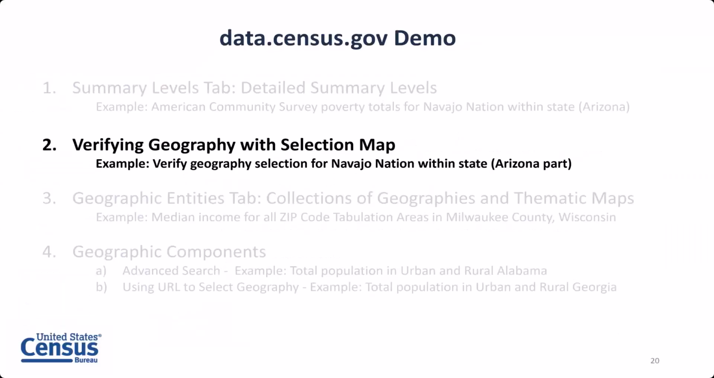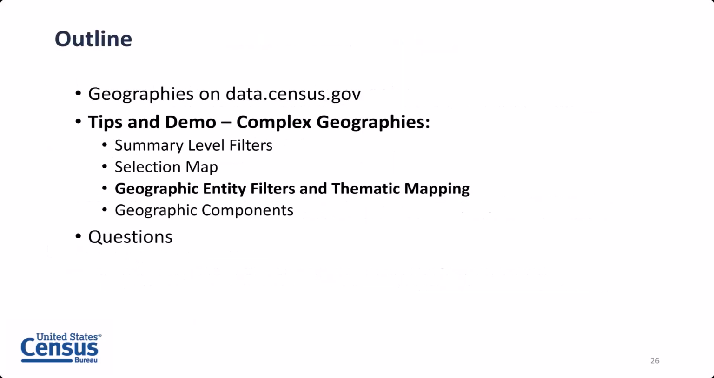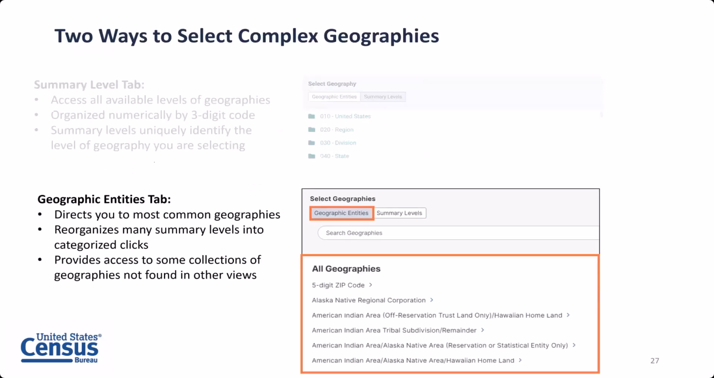Now that you know how you can make a filter selection and view that visually on a map, let's talk about the second default pathway you can use to select your geography. It's through the geographic entity filters. In this example, we're also going to show you how to make a map of the geographies we selected. And when we say thematic map, we mean mapping data.